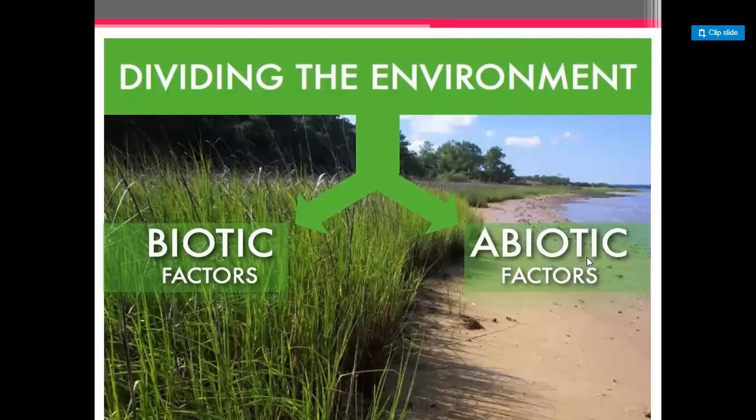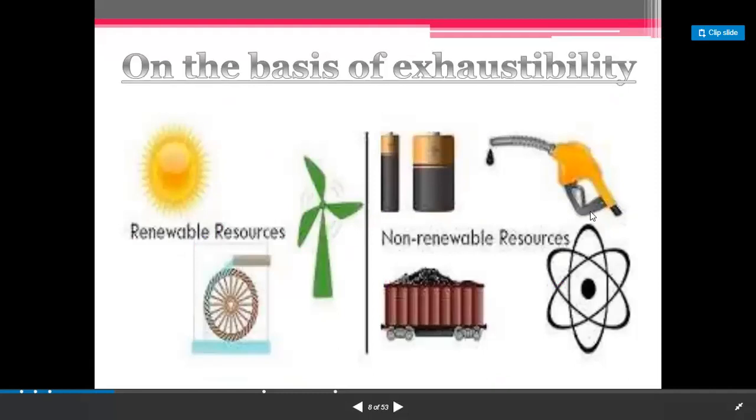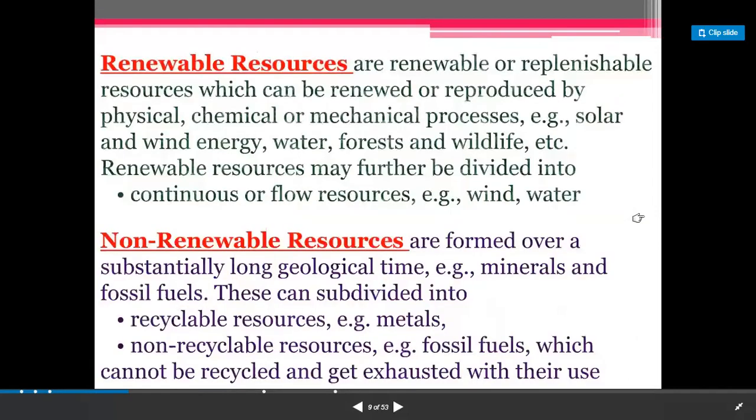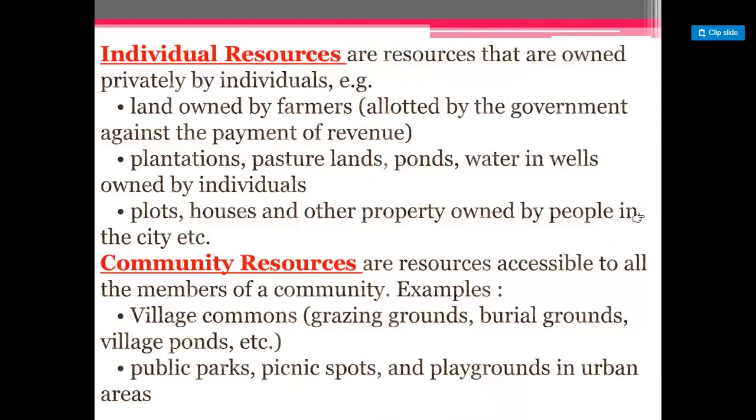classification of resources on the basis of ownership. That means who is the owner of the resources? That is individual resources, community-owned resources, national resources, and international resources. Now, individual resources: resources that are owned privately by individuals. Whatever book you are using, that is your individual resource.